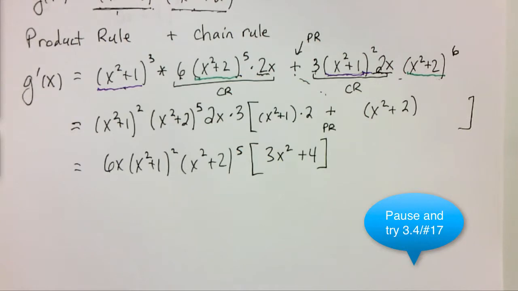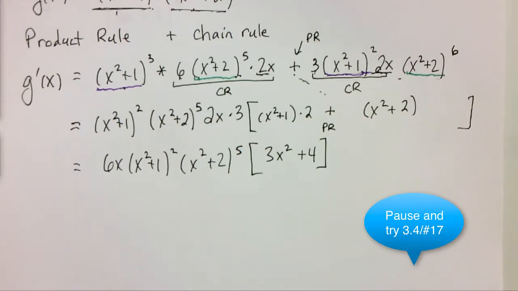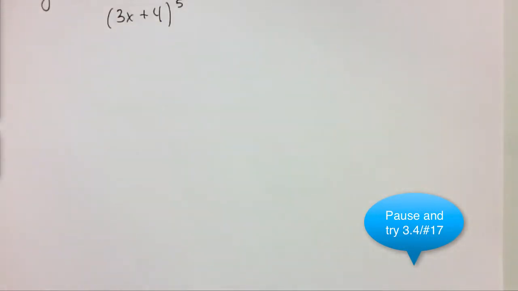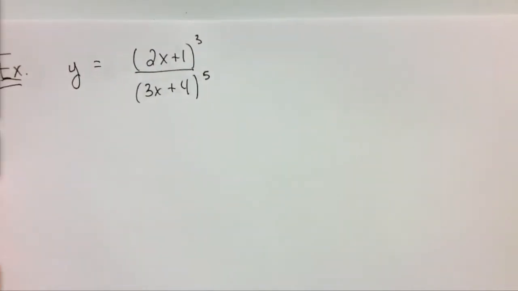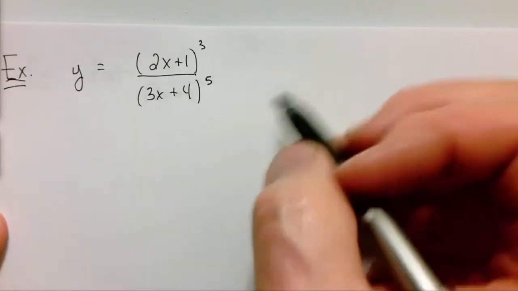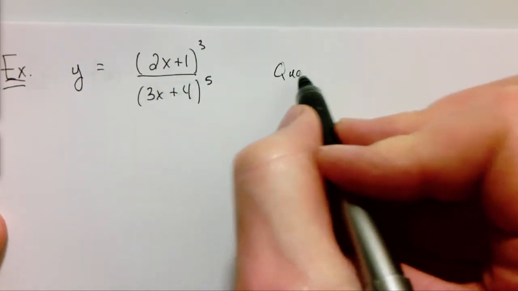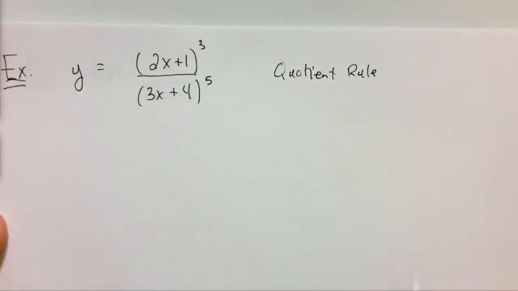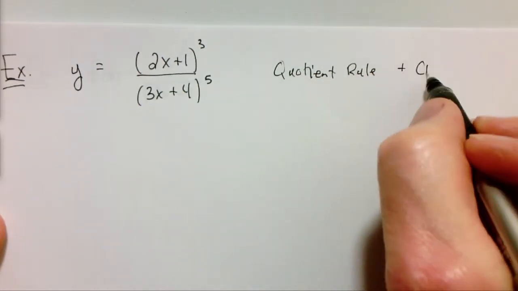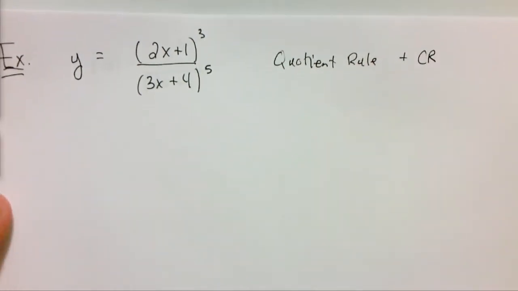All right, let's see a similar problem but involving the quotient rule. Okay. I've got a quotient of 2 things here, so I need a quotient rule. And when I go to do the derivative of the numerator and the derivative of the denominator, I need chain rules. So let's jump in.